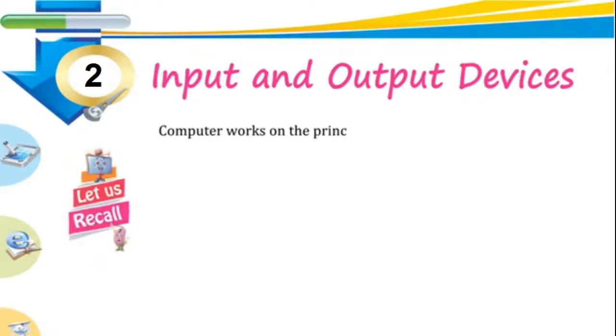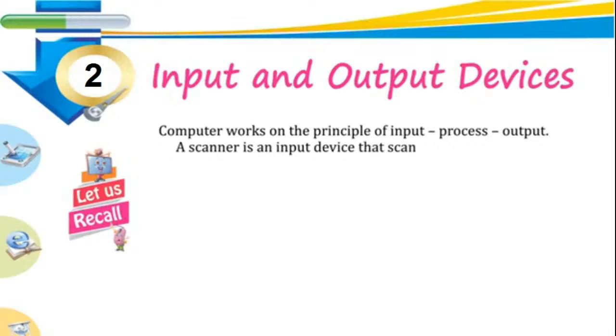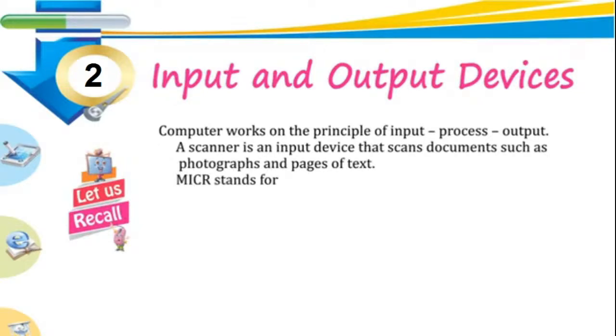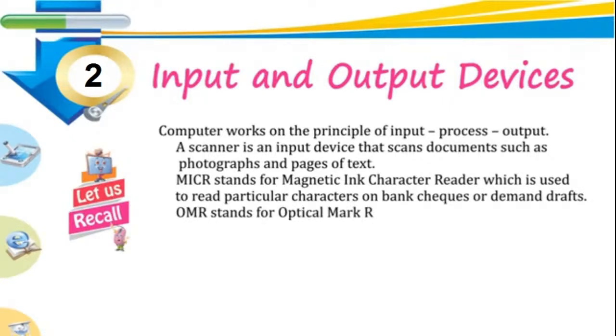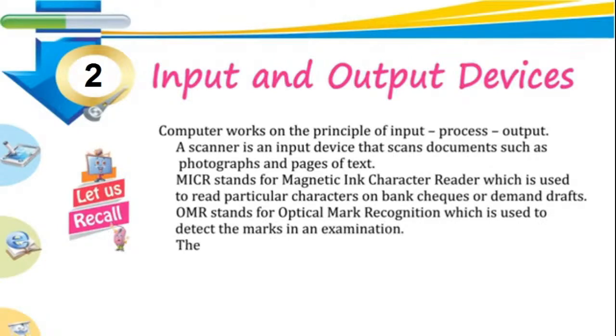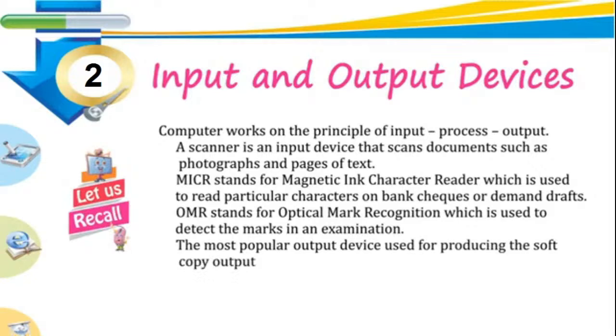Let us recall. Computer works on the principle of input, process, output. A scanner is an input device that scans documents such as photographs and pages of text. MICR stands for Magnetic Ink Character Reader, which is used to read particular characters on bank checks or demand drafts. OMR stands for Optical Mark Recognition, which is used to detect the marks in an examination.